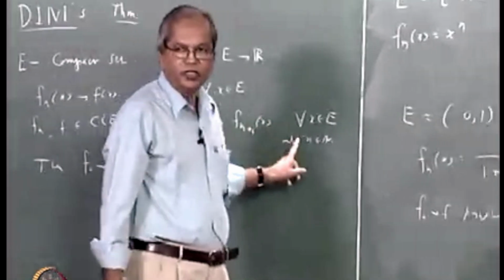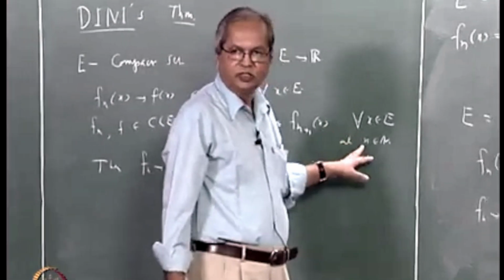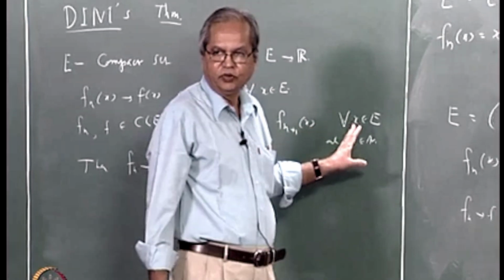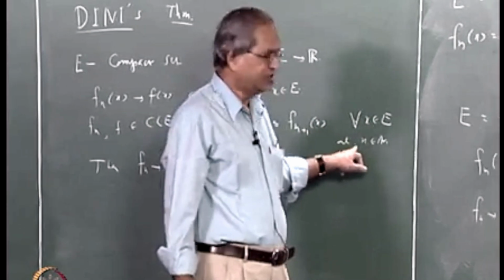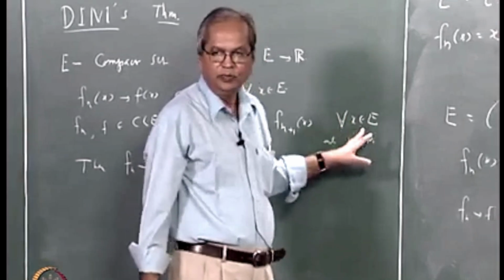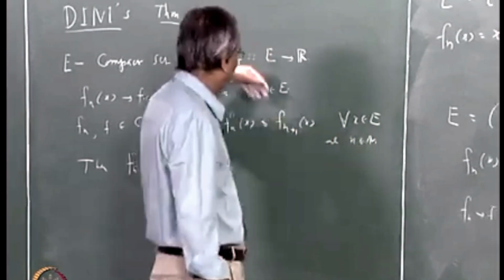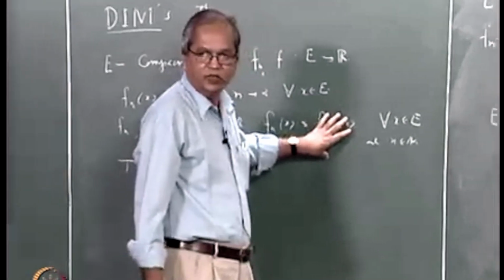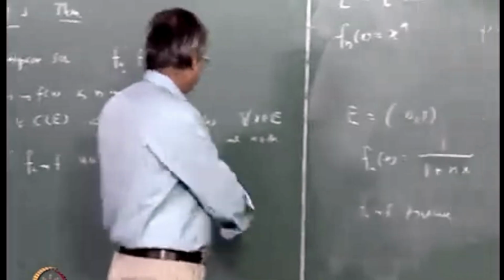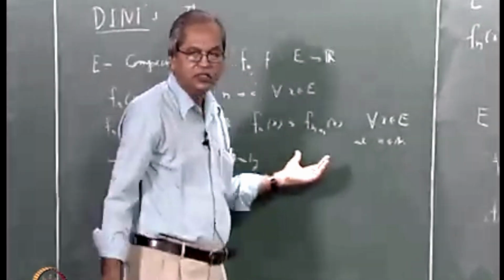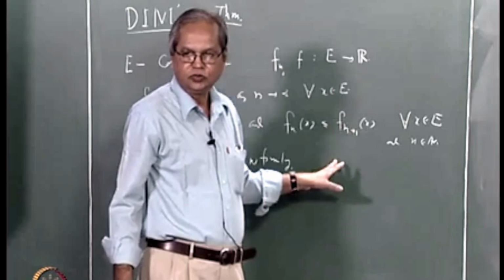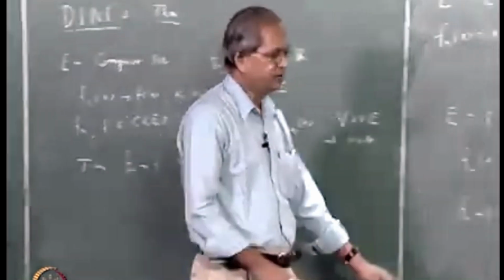Fn is monotonically increasing, or decreasing, whatever it is. I think I will leave that for you as an exercise. Check on your own whether this can be dropped. That means you have to construct an example where Fn satisfies all other hypotheses except this, and the convergence is not uniform. If this is essential. If this is not essential, then with the remaining hypotheses you should be able to prove uniform convergence. Either way you have to settle it.